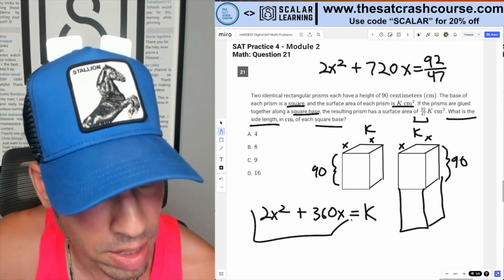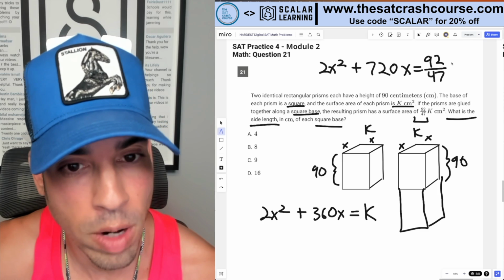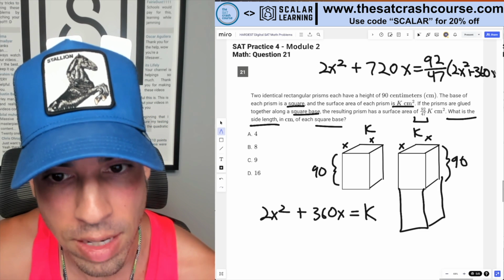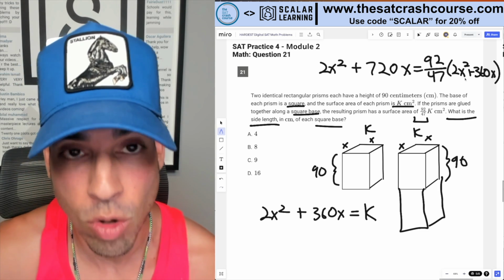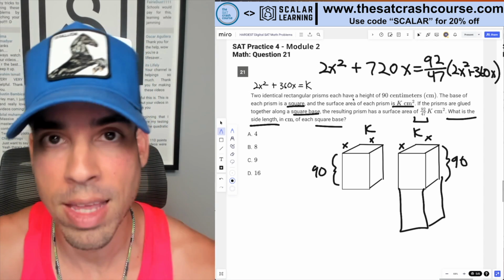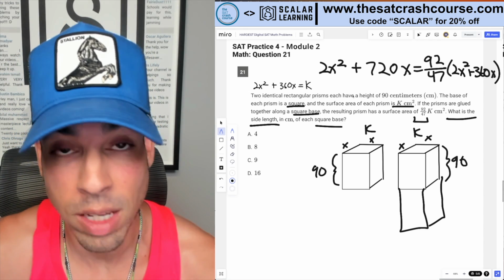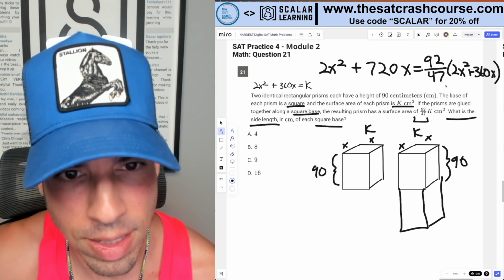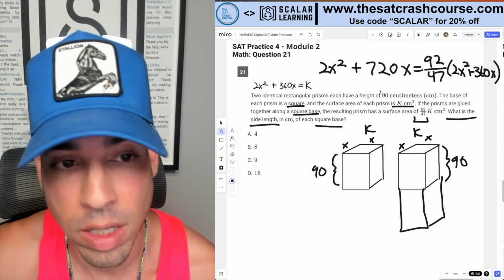But we already know that k is this expression, 2x squared plus 360x. And now we have an equation that we can solve for x, so let's go. Of course we could solve this algebraically, but I think the best course of action at this point, now that we have a great equation, is to leverage Desmos. So I'm just going to plug this in as is to Desmos and see what it gives us. Let's do that now.